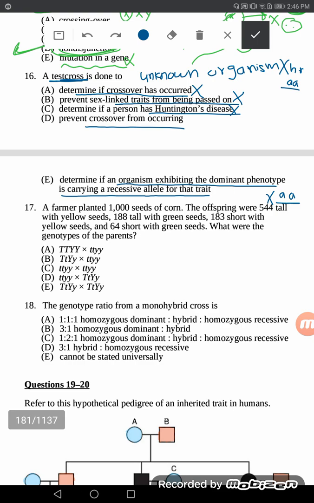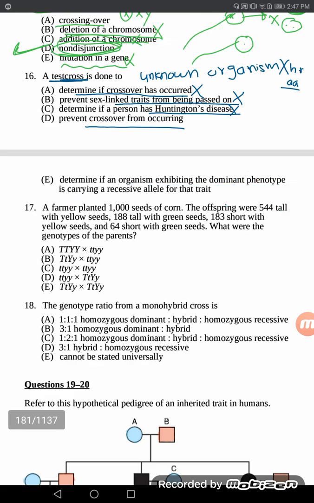So we can find that this organism, let's say it is X, is either homozygous dominant or heterozygous. We will find it by crossing it with this one. This is the fixed one, and we don't know the X. What is it? We will find whether it's homozygous dominant or heterozygous, which means either capital A small a, or capital A capital A.